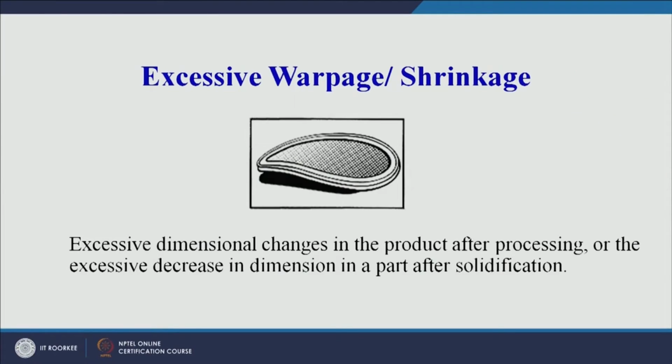So we want to make a flat product, sometimes the ends may get lifted or the warpage may take place. Many times the product may shrink because of a number of parameters. Now excessive dimensional changes in the product after processing, or the excessive decrease in the dimension in a part after solidification. So the first part is warpage, that is excessive dimensional changes in the product after processing, and shrinkage is the excessive decrease in the dimension of the part after solidification. So we are addressing both together, the warpage and the shrinkage.